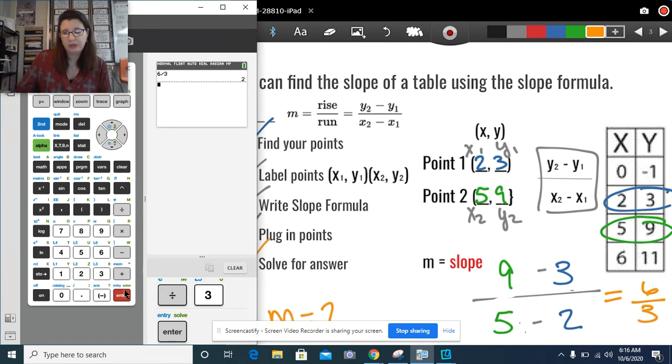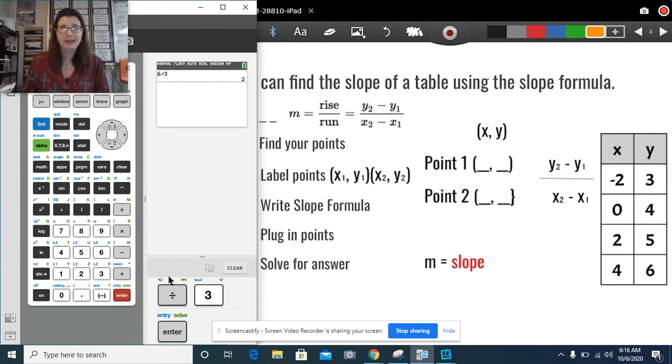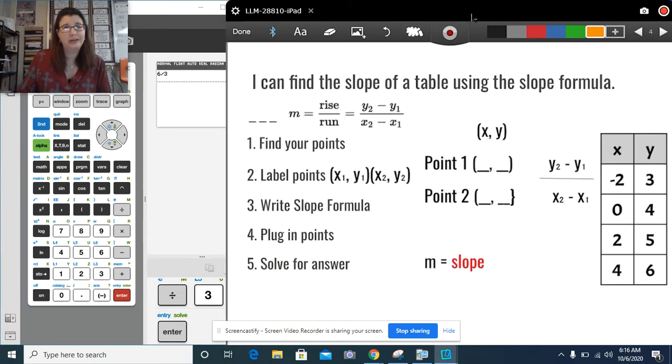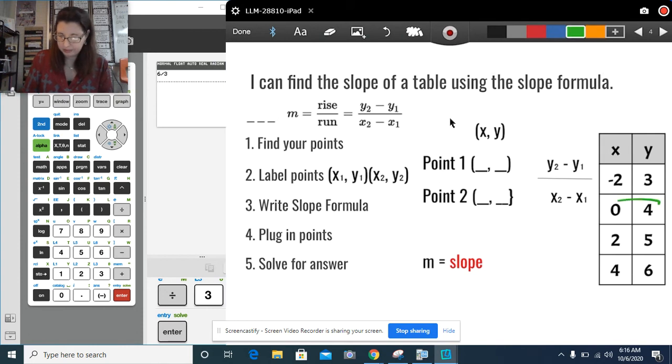Now, don't be afraid to use your calculators. We know that sometimes we're going to have negative numbers, and it's easier to use the calculator if we're not really sure about our integer rules. So let's go through our points again. Find my points. I'm going to stay away from the negative, so I'm going to use these 2 points.